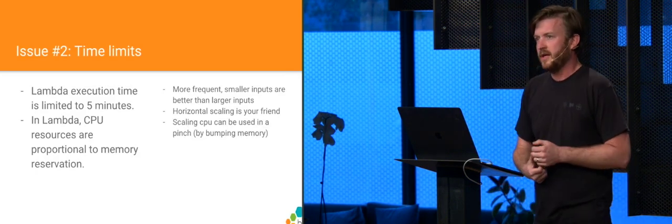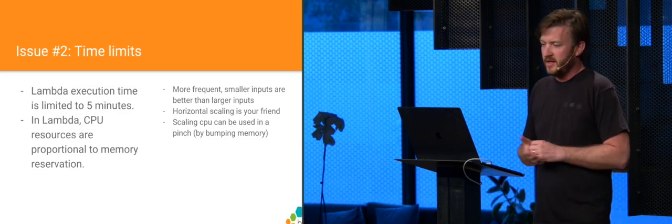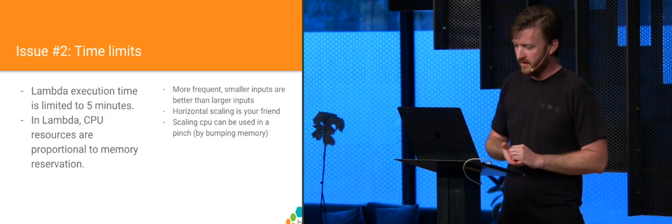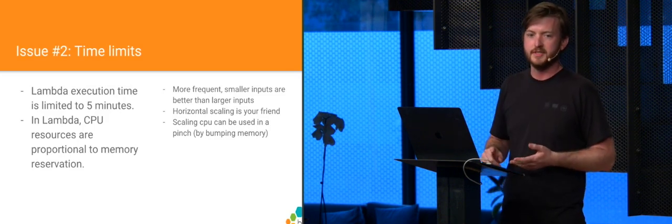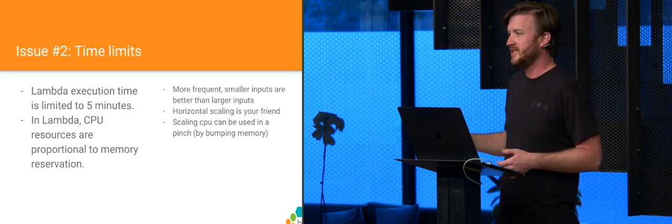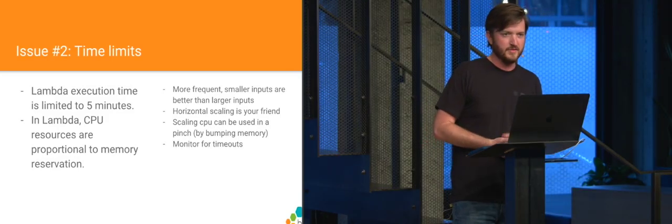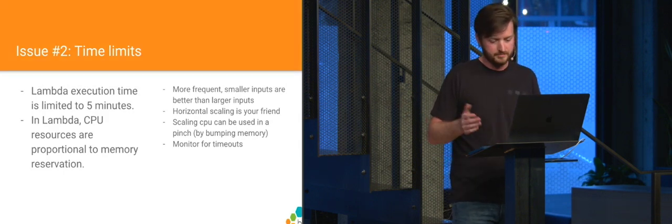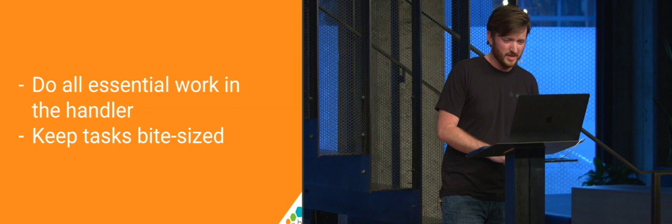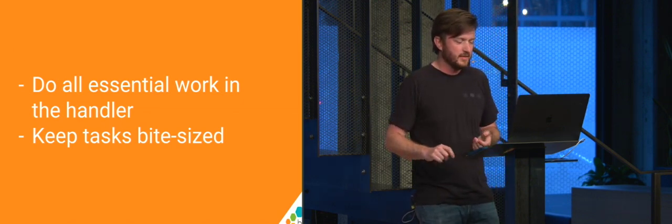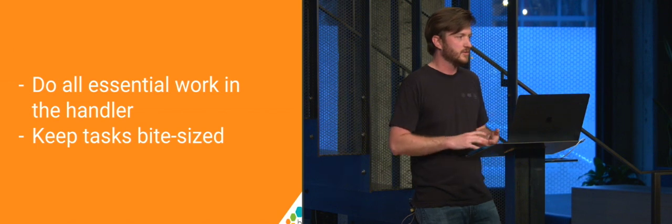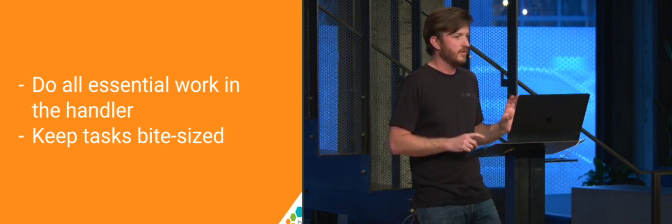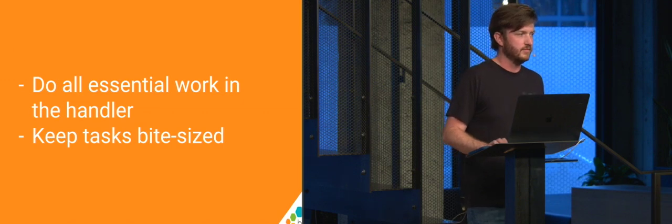We found that you can kind of get around this if you scale up the function by increasing the memory, which also proportionally increases the CPU, but it comes at a cost, and it's not a foolproof solution. So you have to keep an eye out for timeouts and see if you're hitting this, if you're doing something with large objects. So the takeaways from that were, when working in Lambda, we try and do all of the essential work in the handler, and we try and keep the amount of events that are coming in very small, so the tasks are basically bite-sized.